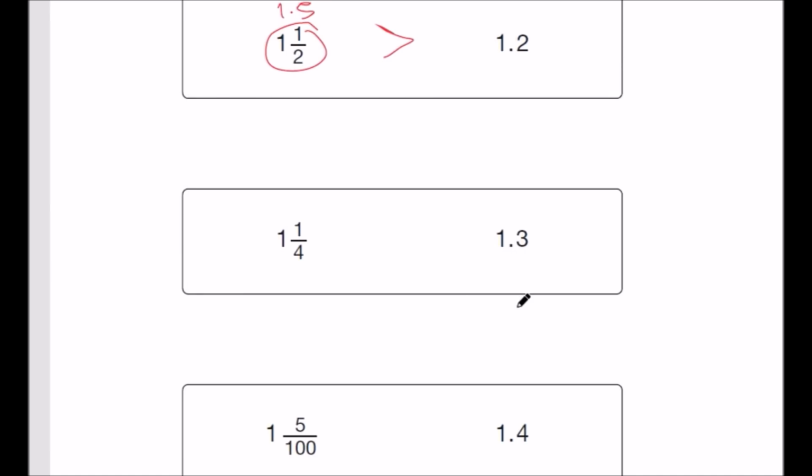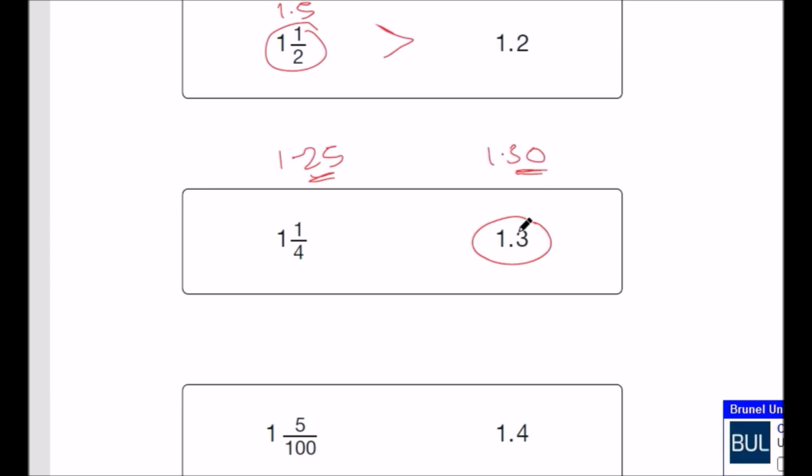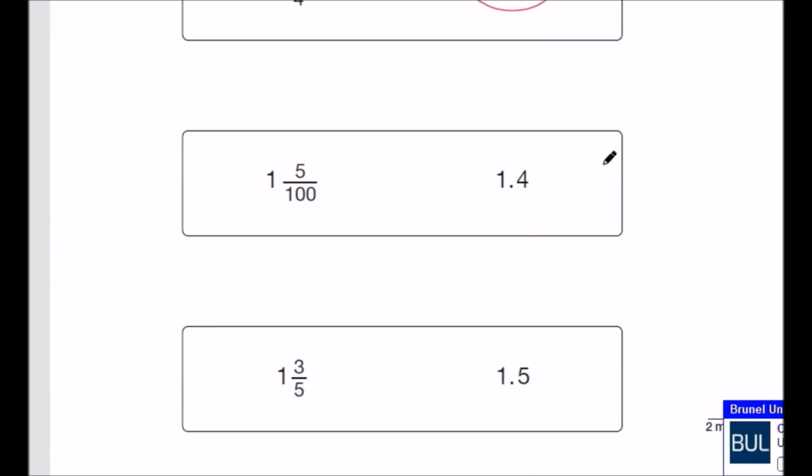Now 1 and 1/4, 1.3. A quarter is 0.25, so this is 1.25. And because you got two digits, I would change 1.3 by adding a 0, because you're allowed to do that with decimals. So 1.3 is what you can think as 30. 30 is bigger than 25, so 1.3 clearly bigger.